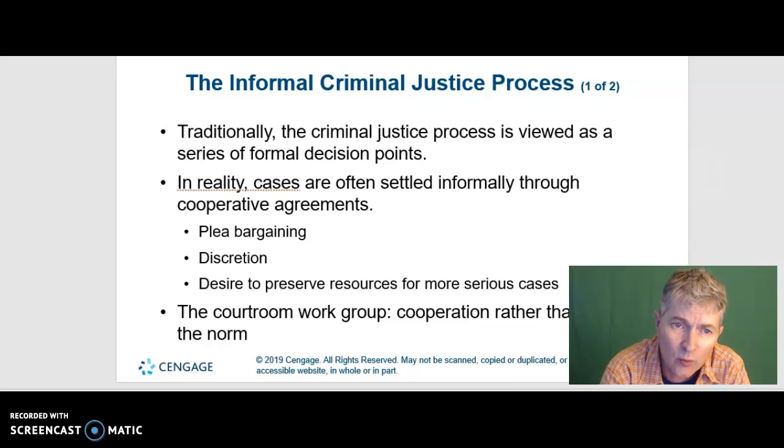So that courtroom work group can use cooperation rather than conflict in order to process this high number of cases, and ultimately that's the norm. So the prosecutor, the defense attorney, the judge, and other personnel cooperate to streamline cases through the criminal justice process. And because of that, upward of 80% of all felony cases and over 90% of misdemeanor cases are settled without a trial. Now, this can be a positive or this can be a negative. It's just the way it is.